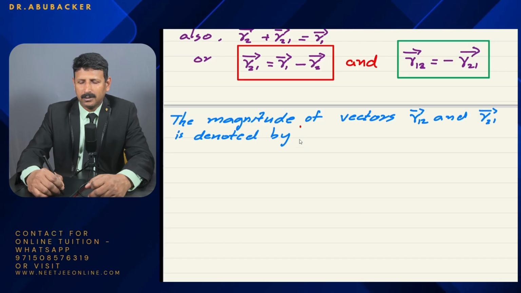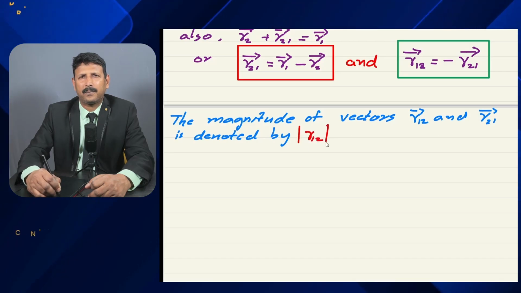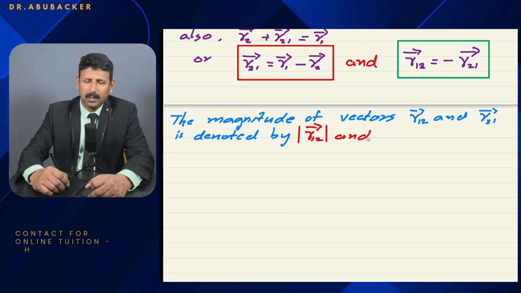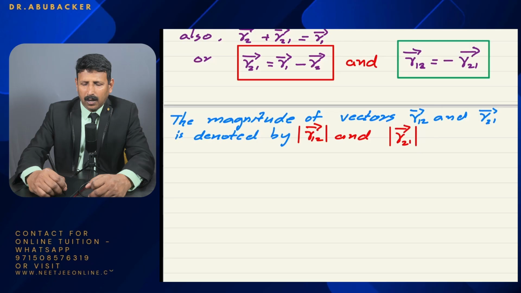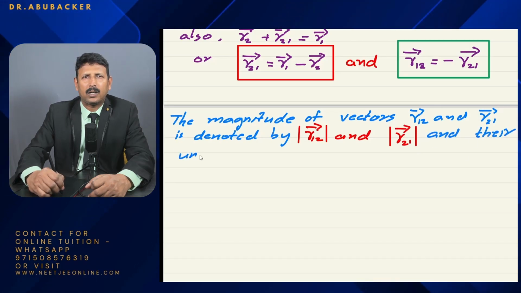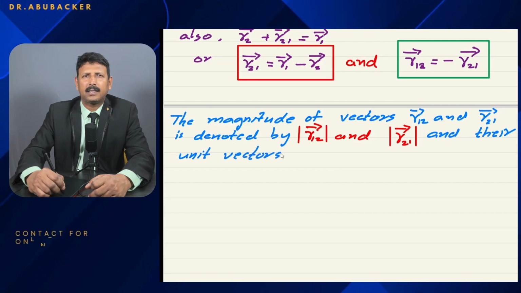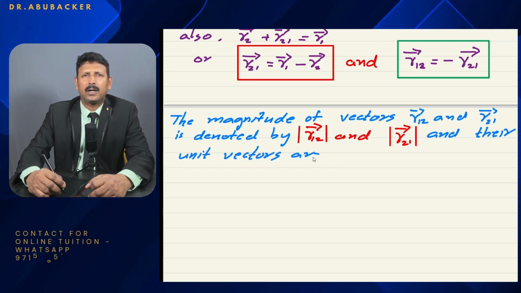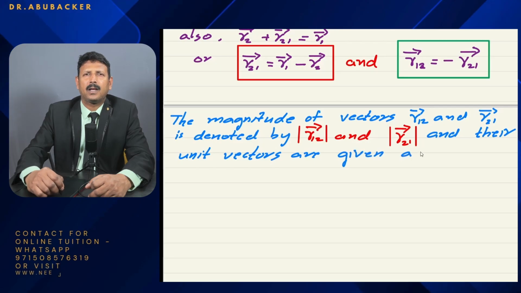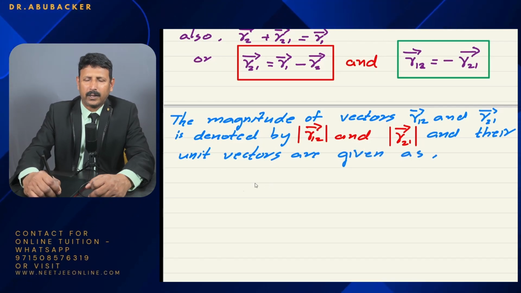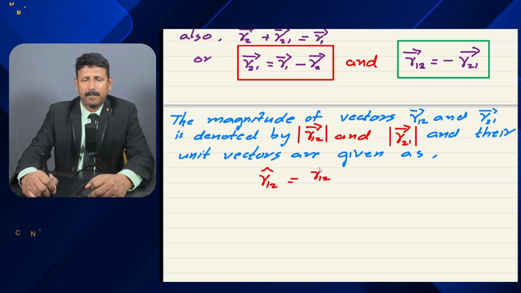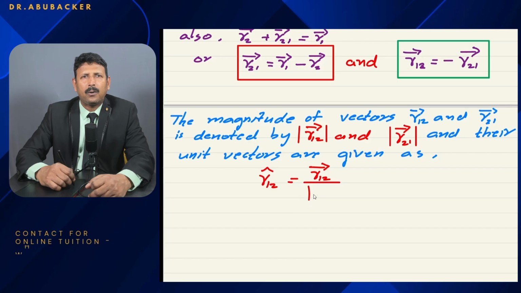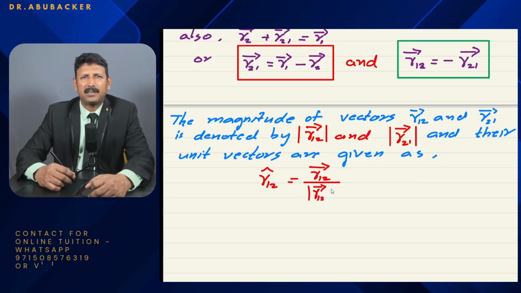Just wait, writing is going a little slow. Okay, I am writing. So the unit vector r12 is equal to vector R12 divided by modulus of R12, and the unit vector r21 is equal to vector R21 divided by modulus of vector R21. Okay, so our topic here is the force, right?